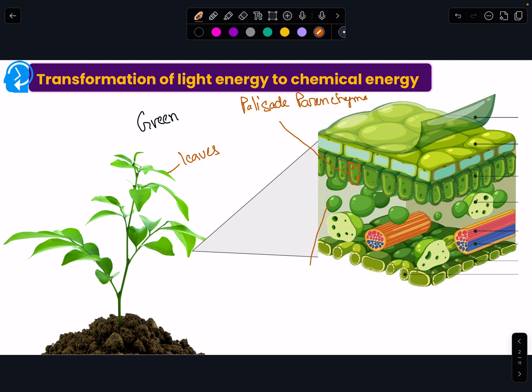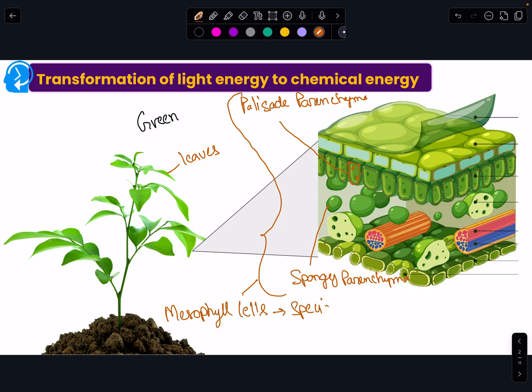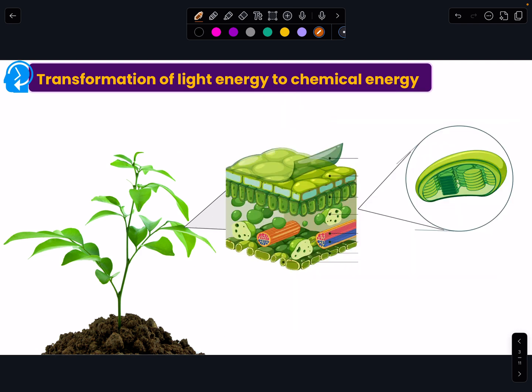The cells that you see here are known as the spongy parenchyma. Why are they known as spongy? Because they are loosely arranged and there are a lot of air spaces between them. These palisade and spongy parenchyma together form the mesophyll cells. Mesophyll cells are specialized for photosynthesis. Why are they specialized for photosynthesis? Because they contain a specialized organelle that we'll be learning soon.